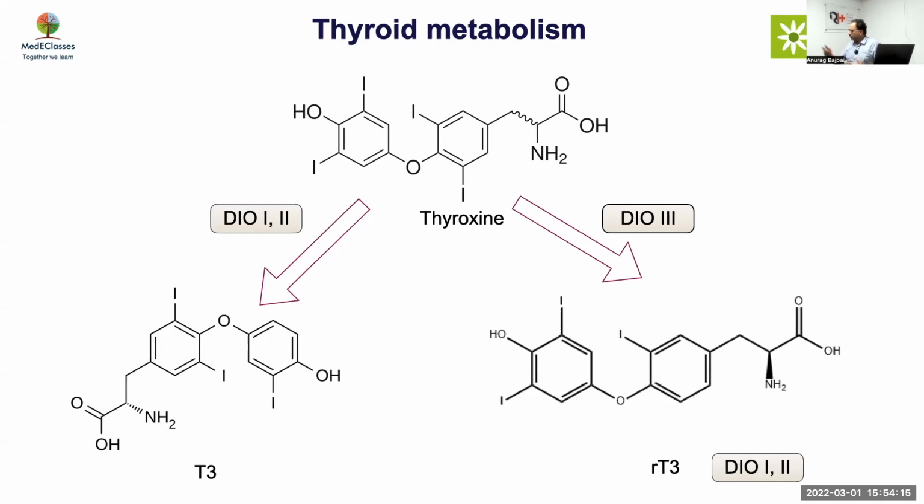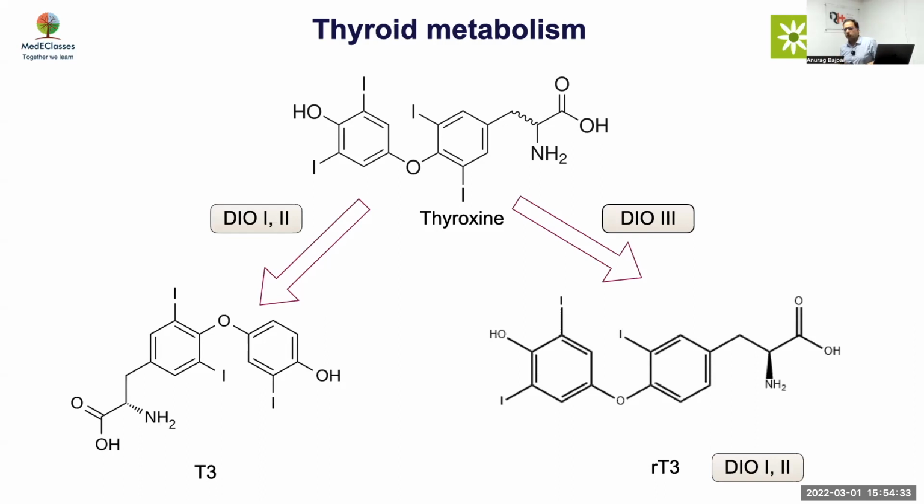Now, further metabolism of these compounds is again done by these enzymes. We won't go much into detail, but if you remember: if you want more thyroid hormone in the blood, have DIO1. If you want more thyroid in the brain, use DIO2. If you want less thyroid in the body, you will go for DIO3.